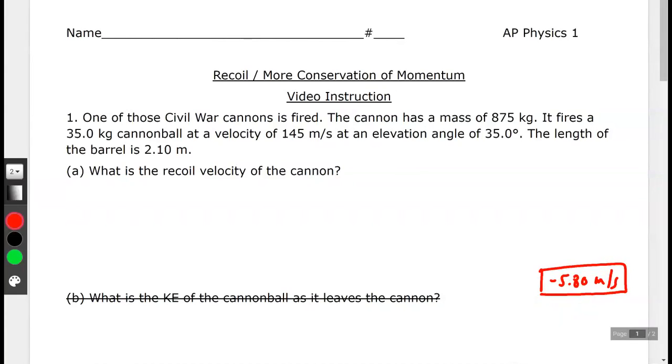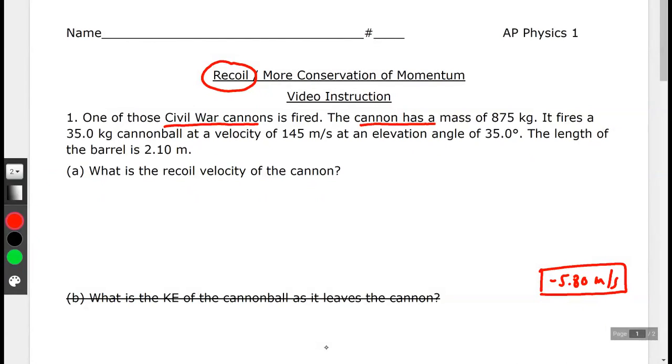This handout is about recoil and conservation of momentum. Recoil is where two objects are pushed apart. They begin at rest and are pushed apart, like a cannonball and a cannon. We've got a Civil War cannon.